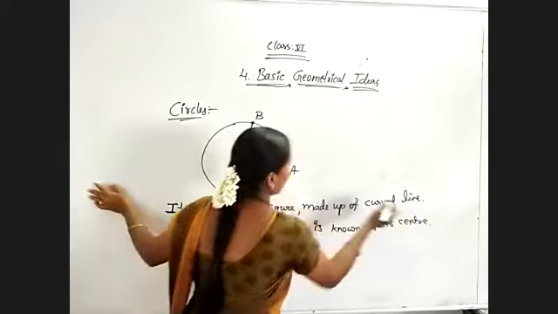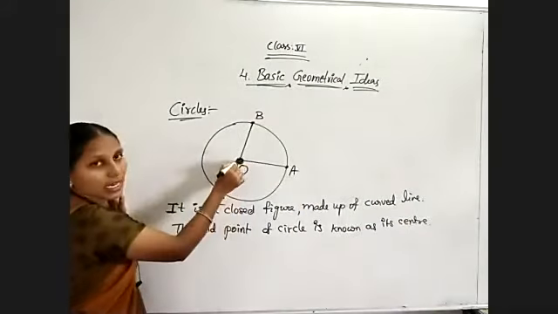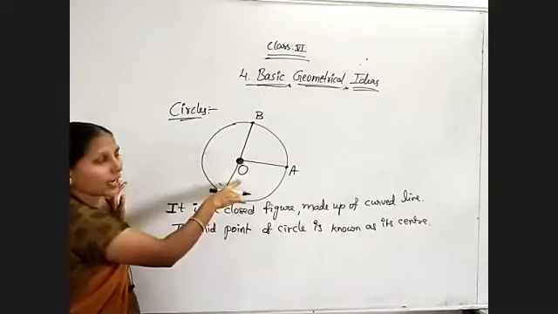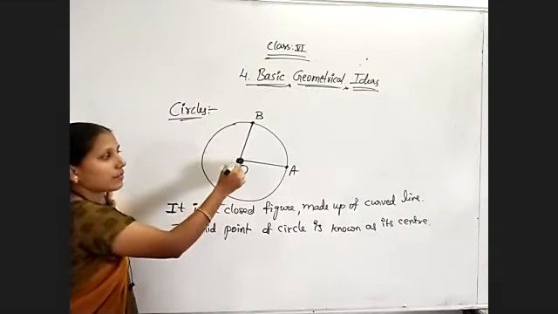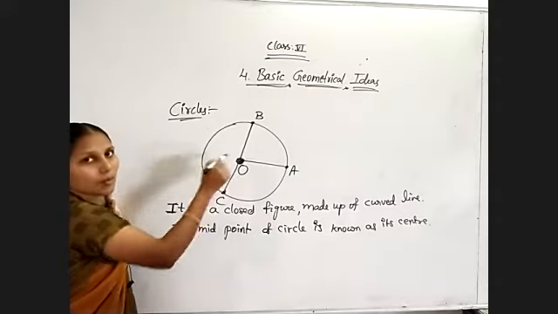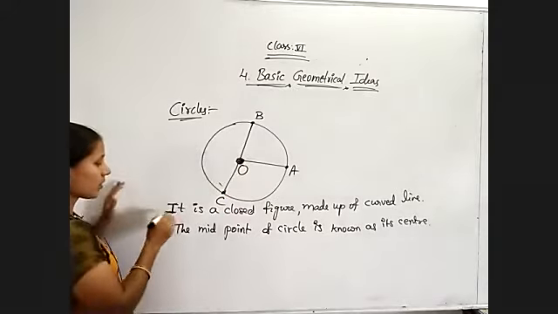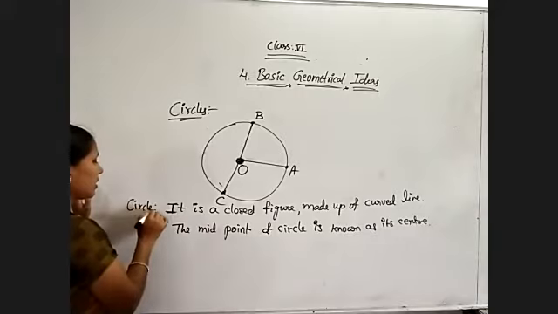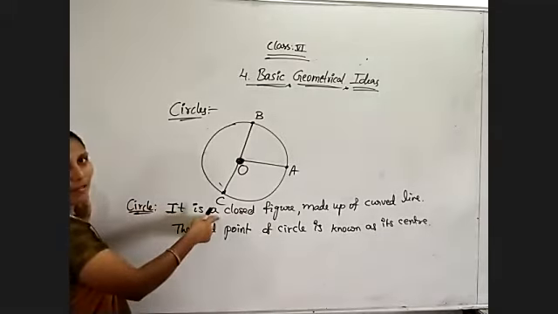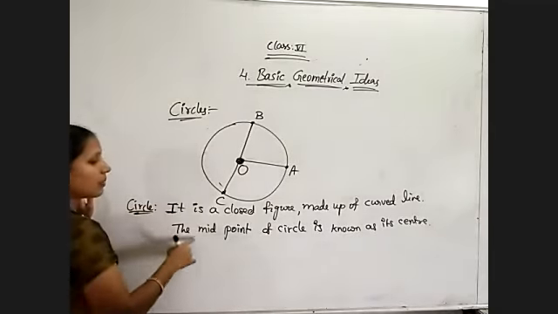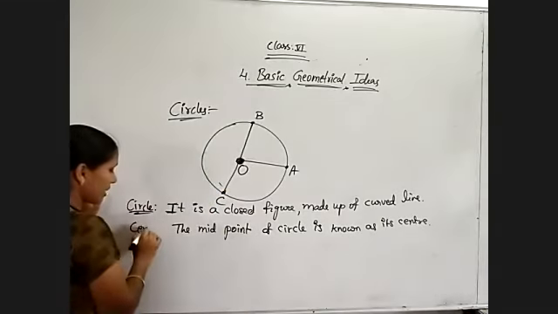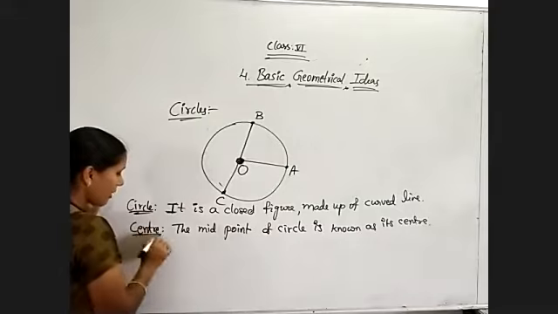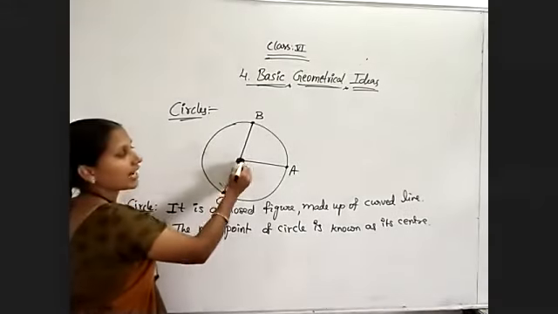So two topics over here. In this figure I have used the letter O to indicate its center. Here also we need to use a capital letter to refer to the center point. First, a circle is a closed figure made up of curved lines, and the midpoint of the circle is known as its center. So the center definition we have finished. Now coming to the next, radius.